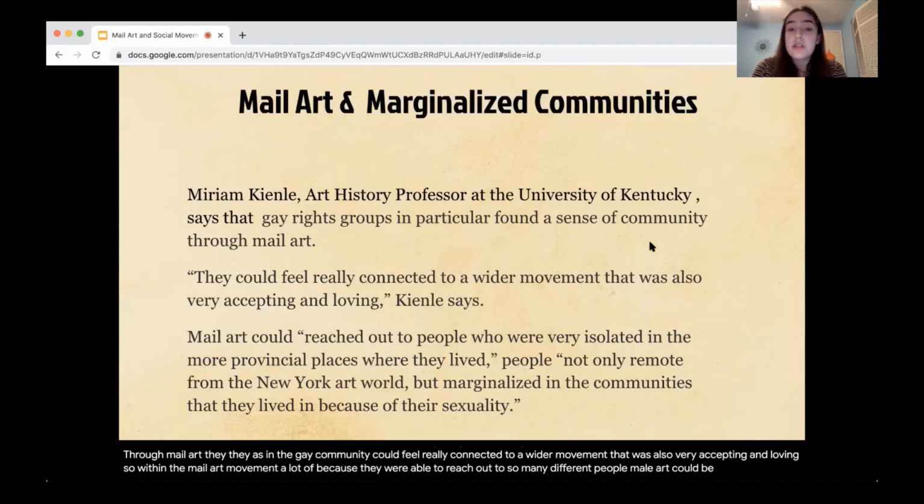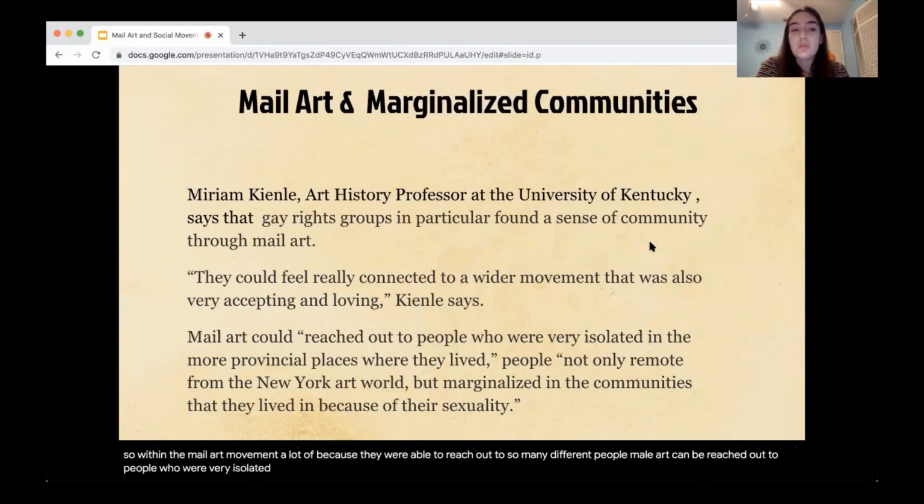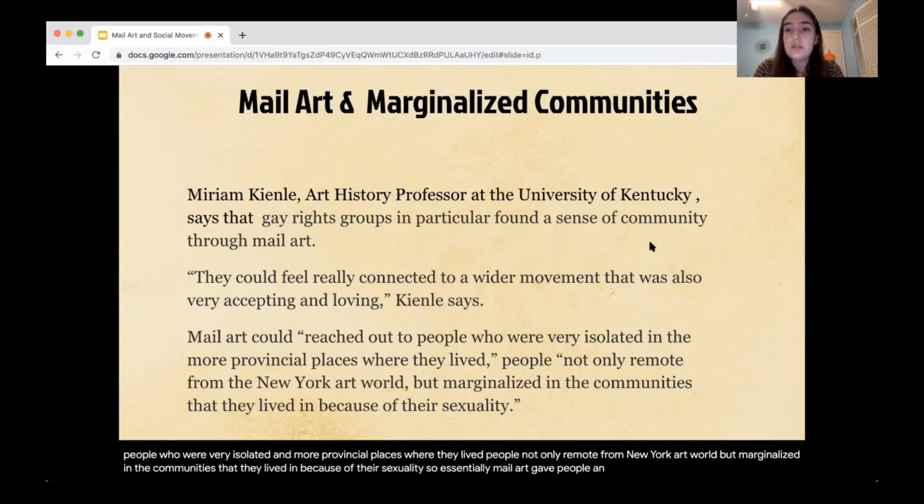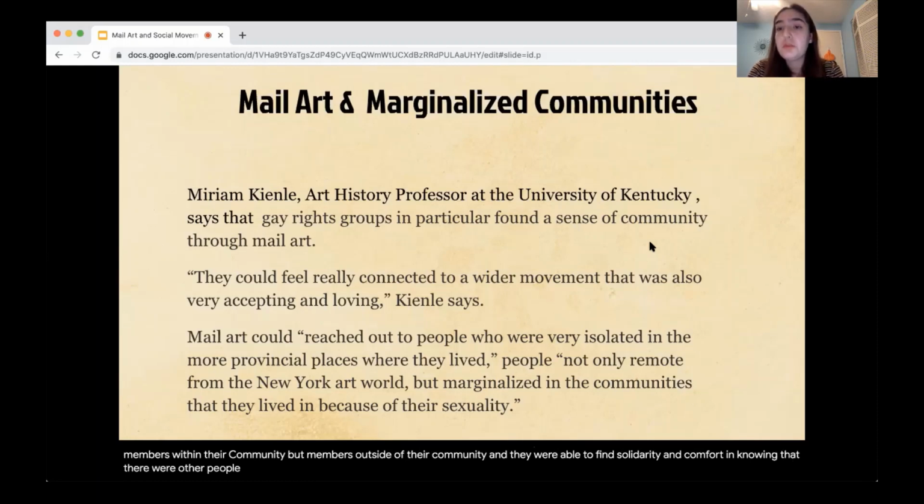Mail art could reach people who were very isolated in more provincial places where they lived, people not only remote from the New York art world, but marginalized in the communities that they lived in because of their sexuality. So essentially, mail art gave people an opportunity to reach out to not only members within their community, but members outside of their community, and they were able to find solidarity and comfort in knowing that there were other people participating in this movement.